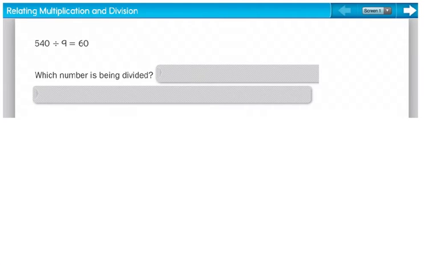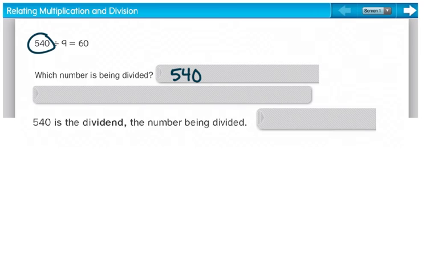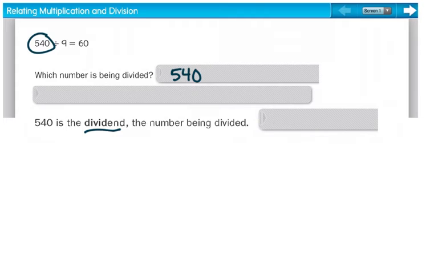All right, so if we look at that equation, 540 divided by 9, which number is being divided? Well, the number that's being divided is 540. We call that number the dividend. Now, one way that you might remember it is think about the den. If I were to write this in a more formal way, you might see it written like this. I think of this as the little den, and the number 540 is in the den, the dividend.